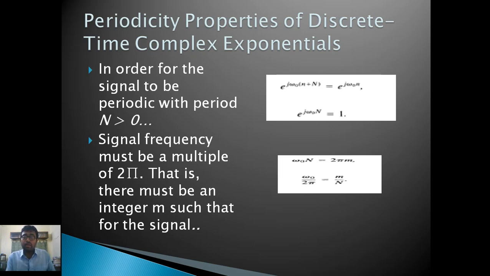It means after every 2 pi, suppose 2 pi into 4, after every 4 into 2 pi the signal will be repeated also. That's the point of 2 pi m. We can take m equal to 1 also. Okay, let's go to the next slide.